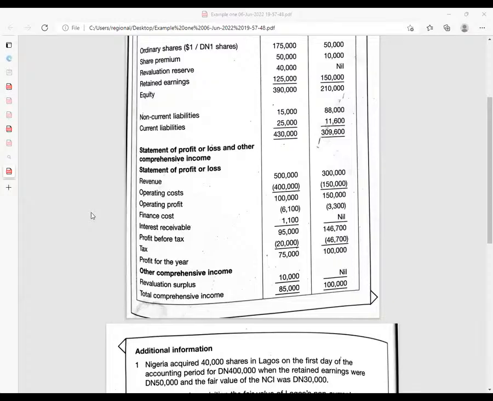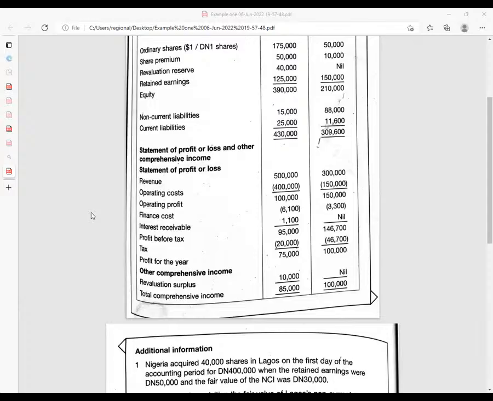After that, I have profit before tax. You can leave some space just in case something crops up. Profit before tax. Then I have taxation itself, tax, which now will bear what we call profit for the year. And then we have OCI, other comprehensive income. So under other comprehensive income, ladies and gentlemen, what else have they given us there?